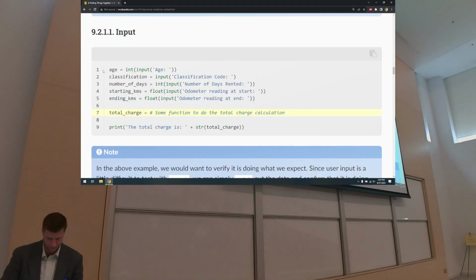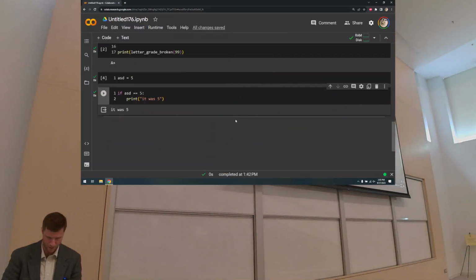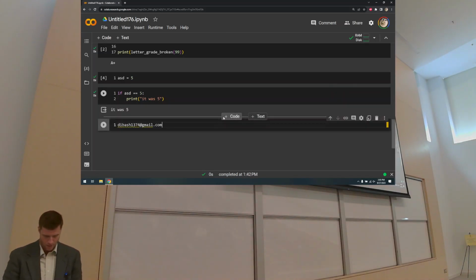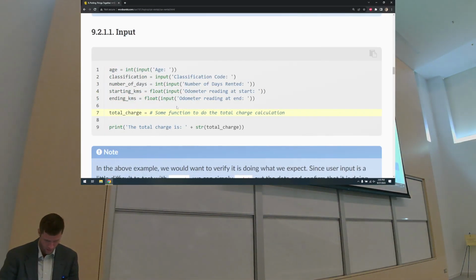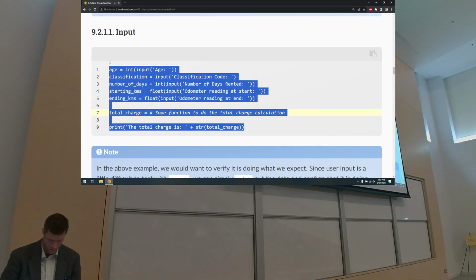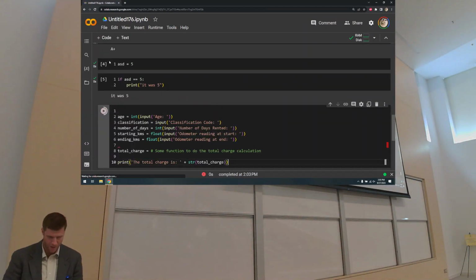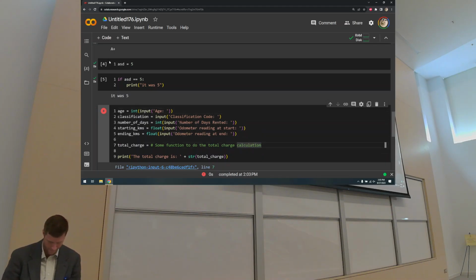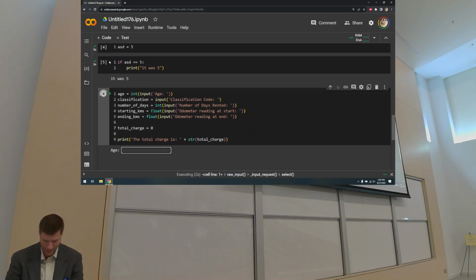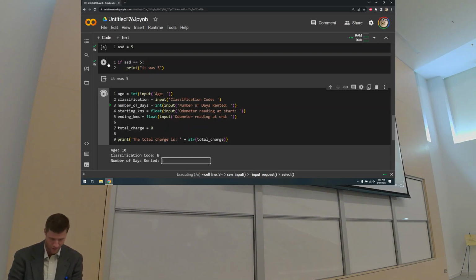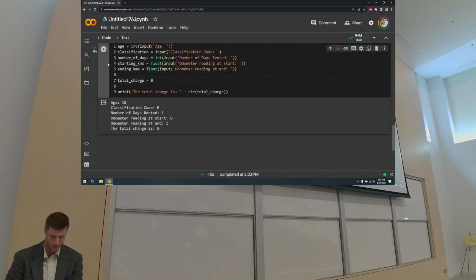So, input here. I'm just going to copy this. Let's go to a new one here. There. Now, obviously, this won't run because we've got an issue here. So I'll just replace that with some 0, right? What's their age? They're 10. B, 1, 0, 1. Total charge is 0.